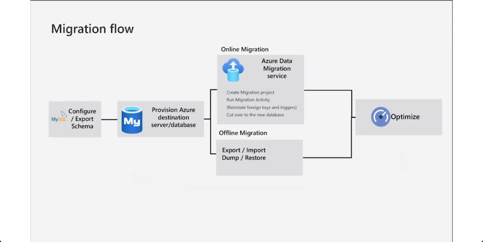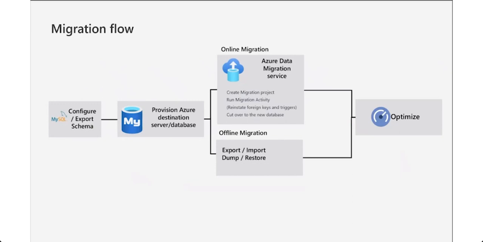In the online scenario, the migration service copies all the source data over to Azure and then continually performs synchronization between your source and destination database. Any transactions that are performed against the on-premises system will be copied to the new database in Azure, and this process continues until you've reconfigured your client applications to use the new database in Azure. You would then terminate the synchronization operation, move over, and start optimizing.